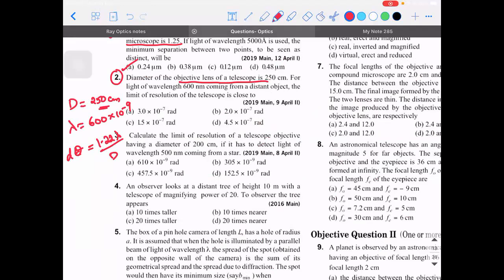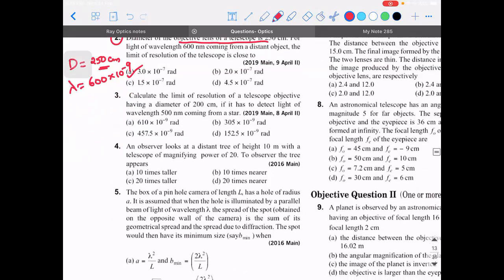Sir, I got 2.9 into 10 power minus 7, 3. 3 into 10 power minus 7 radian is the answer. Okay. 1.22 into lambda divided by capital D. Don't forget the formula. If these problems come, you can score easily.